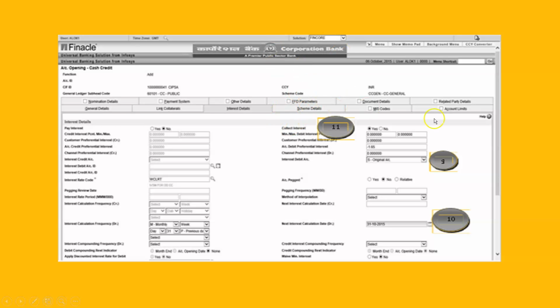Here on the right hand side you can see interest debit account. Here it is original. Here the interest credit account is masked, since we don't pay interest here, right? In savings we had to enter S original in both of these, right? So we don't have to change all the fields here. You can see pay interest, no. We don't pay any interest in cash credit or overdraft. Savings we do pay, current we don't pay, right? Collect interest, yes. We have to charge interest as per PLR or MCLR, whatever rate is linked, depending on the bank, right?